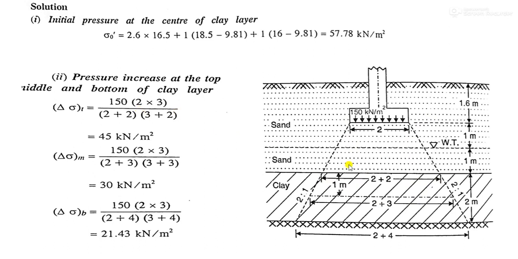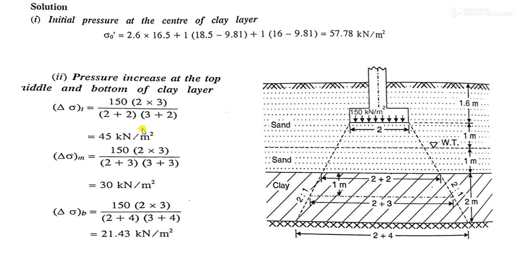So 2 plus 2 is the width at that position. At that position, the width of the distributed load is 2 plus 2, and 3 plus 2 in the other direction, in the vertical direction. Because our footing is rectangular, if 2 is the width, 3 is the length, so 3 plus 2 for this distribution of load or this slope.